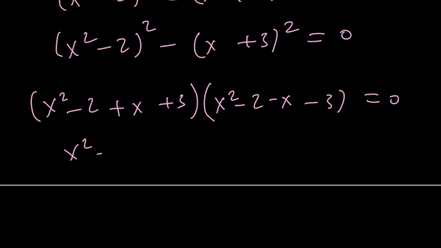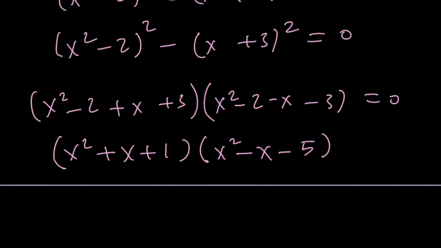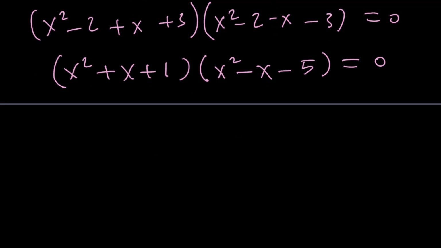And now I'm going to write it as x squared plus x plus 1. Uh-oh, that doesn't have real solutions, but that's okay. x squared minus x minus 5 equals 0. Awesome. This one doesn't have real solutions, but if you want to write them, those are actually going to be the cube roots of 1, except for 1.